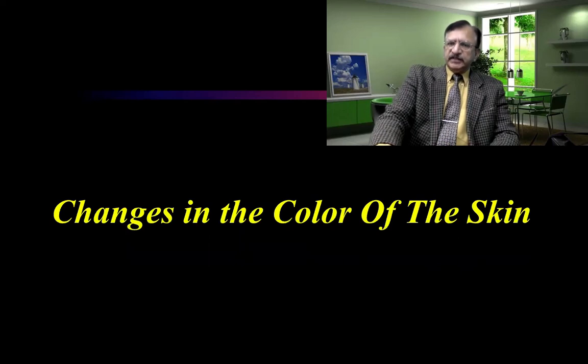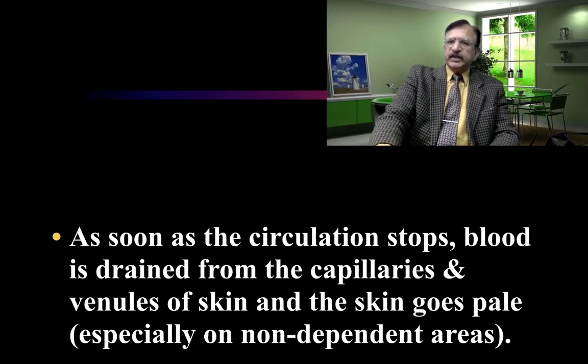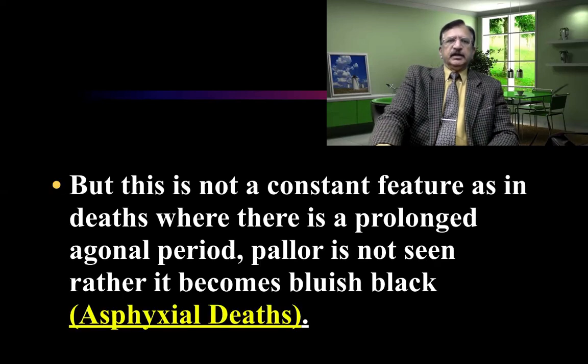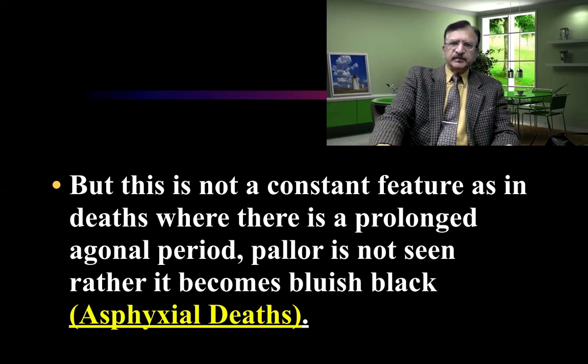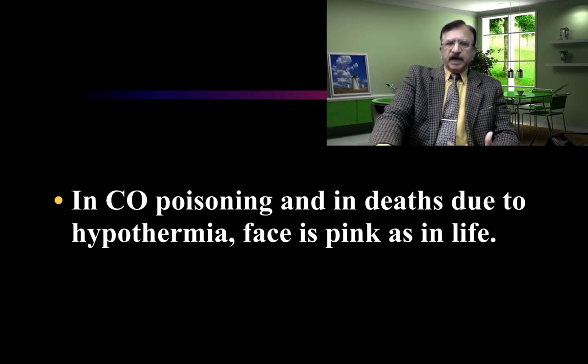Then the changes in the color of the skin. As soon as the circulation stops, blood is drained from the capillaries and venules of the skin, and skin goes pale, especially on the non-dependent areas. But this is not a constant feature. As in death where there is a prolonged agonal period, pallor is not seen. Rather, it becomes bluish black, like in asphyxial deaths. In carbon monoxide poisoning and in deaths due to hypothermia, the face is pink as in life.